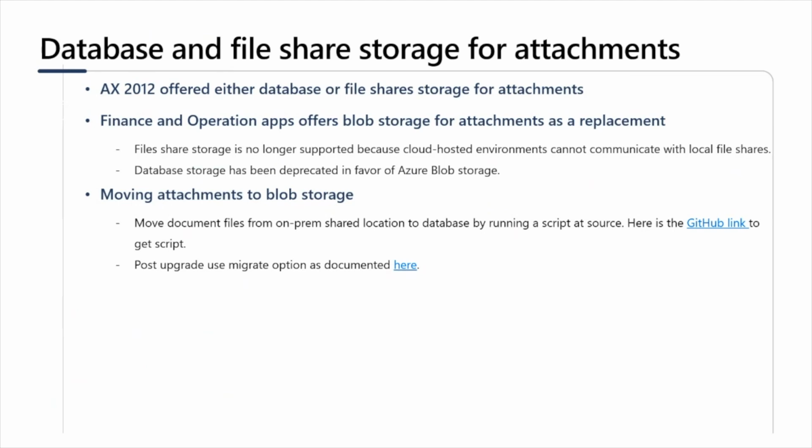So the key consideration here is that you need to move attachments to blob storage. If you have been using file shares, the first step is to move the documents from the file share into your 2012 database. We have already shared the GitHub script here. And once the documents are in the database, there is a post-upgrade migration option that can allow you to move the files from your database back to the blob storage. So that's also documented in docs here.